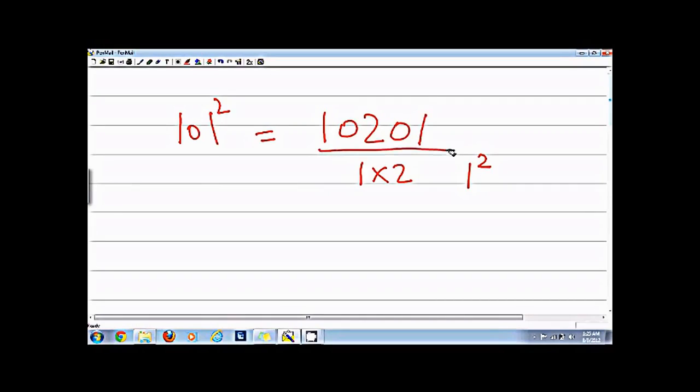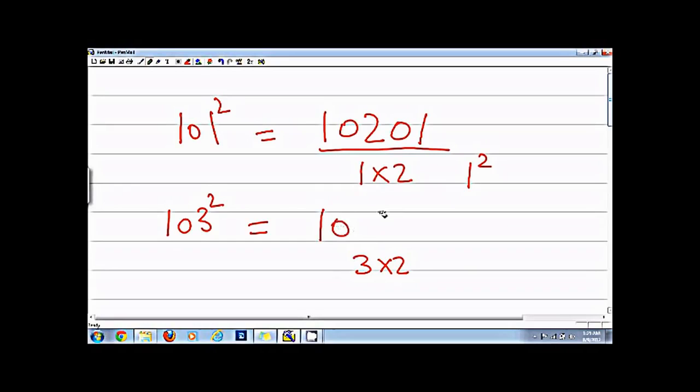For example, if I have to take the square of 101, I'll write 1 and then multiply 1 by 2. This 1 comes from here, so that will be 2. So I'll write 102 and then take the square of 1, which is 1. So I'll write 10201. Similarly, if I have 103 and I want to take the square of that, I will say 1 and then 3 into 2 is 6, so 106, and then 3 square is 9, so 10609.